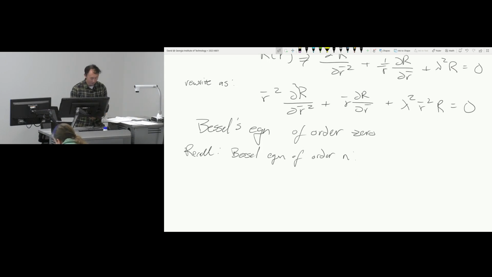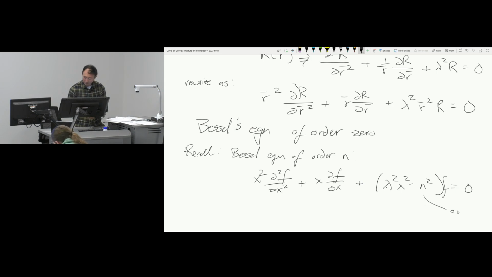The Bessel equation of order n looks like this: x squared d squared f/dx squared plus x df/dx plus (lambda squared x squared minus n squared) f is equal to 0, where n is the order and lambda is the eigenvalue.